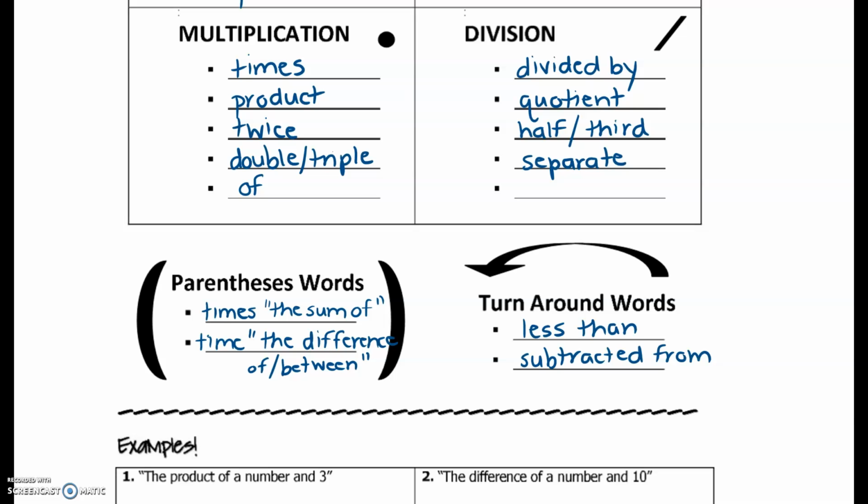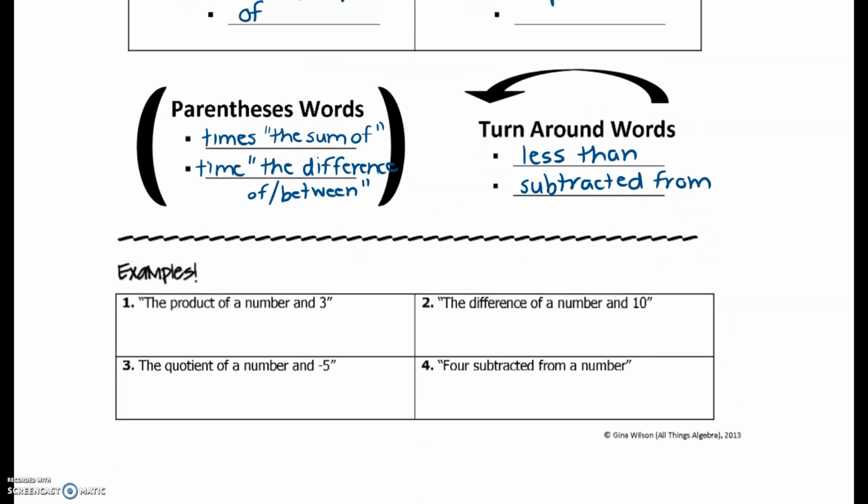So as we look at the examples here at the bottom of the page, there's only 4 problems here on the front side. You want to read the statement, and then my suggestion is to underline or highlight, whatever you want to do, the key word or phrase that you see. So in number 1, the product of a number and 3.